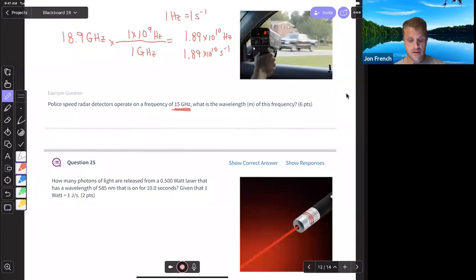Now I've got my frequency in the units that I needed, and now I can find my wavelength, because speed of light equals frequency times my wavelength.